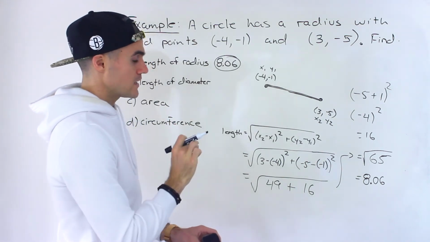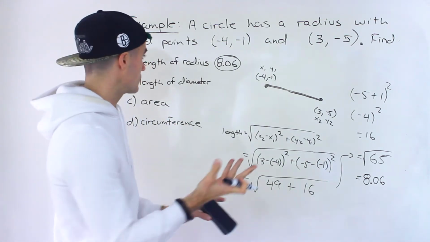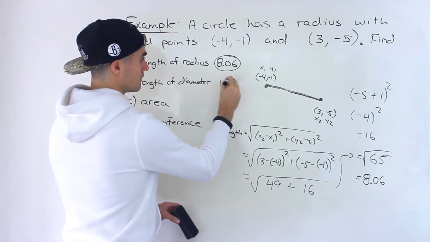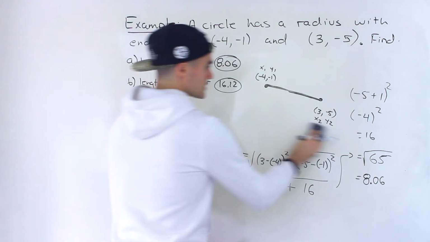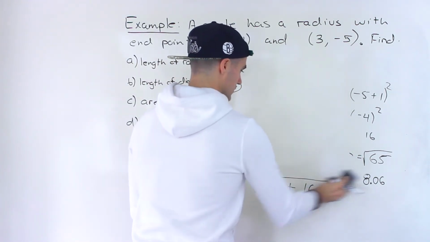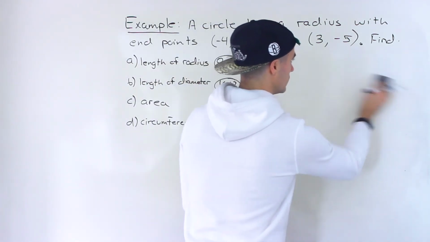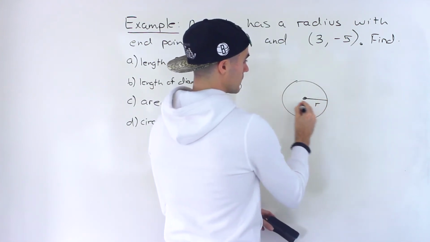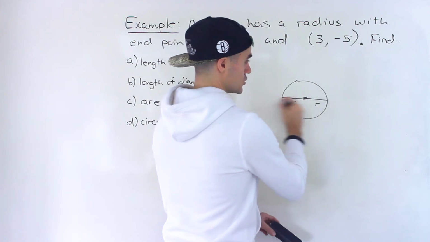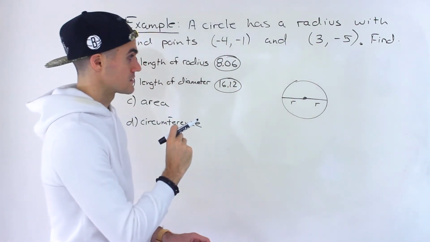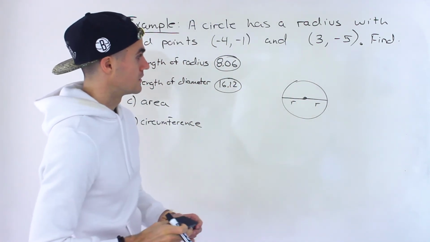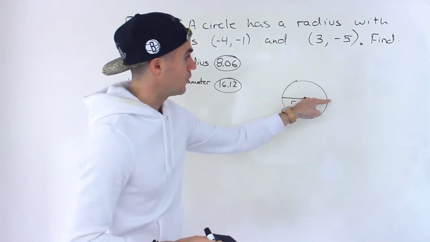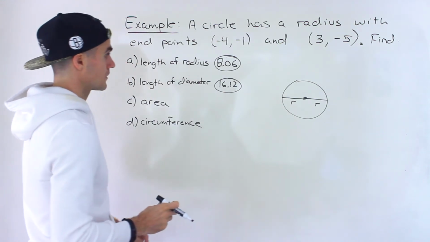Now that we have the length of the radius, well, we could just multiply it by 2 to get the length of the diameter, which would give us 16.12, right? Just in general for a circle, just as a quick review, if we got our radius, well, the diameter is just 2 radiuses, right? Or radii. Okay, so we would just take that radius, the length of this, multiply it by 2 to get the whole diameter right there.